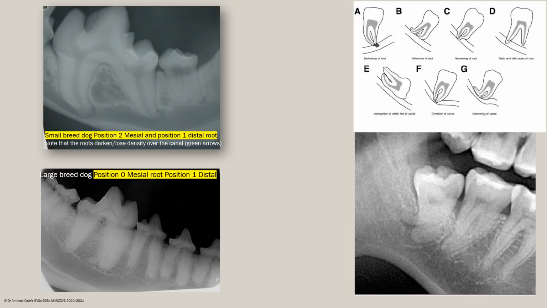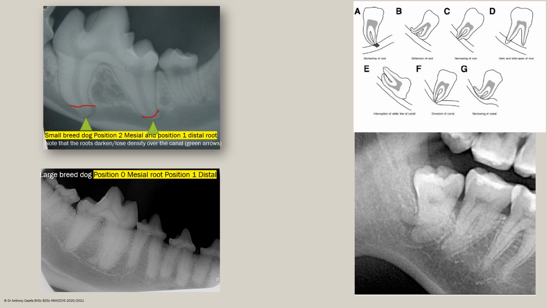Here are some clinical examples of what we've been talking about in the previous slides. If you look at the top left here, we have a small breed dog. The mesial root is apical position 2, so you can see it here. It means that it's possible that the mandibular canal is buccal to some of that root. The distal root is in apical position 1, so some of that root may also be lingual, or the mandibular canal buccal to some of that root.